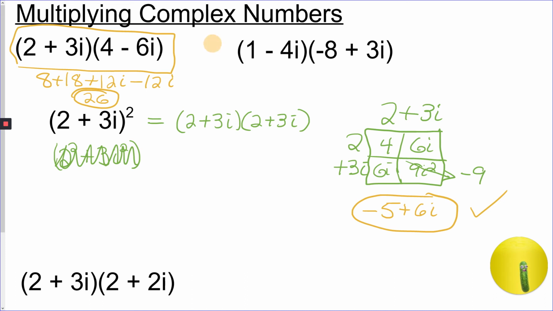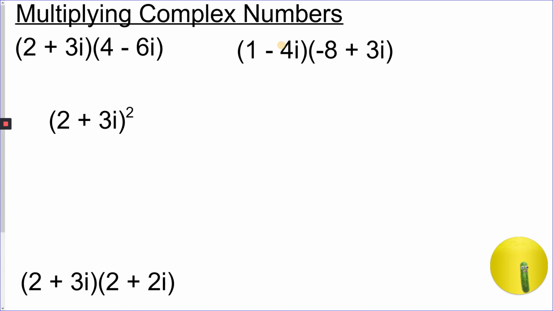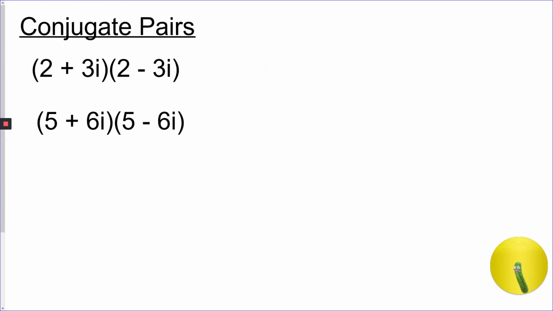But you could check that out with your box method, or check that out on your own. Let's move on. These are called conjugate pairs. So this is an important concept. Conjugate pairs is a huge concept in Algebra 2 that you can use in pre-calculus and calculus and beyond. Conjugate pairs is really important.